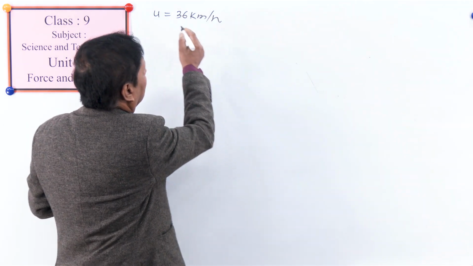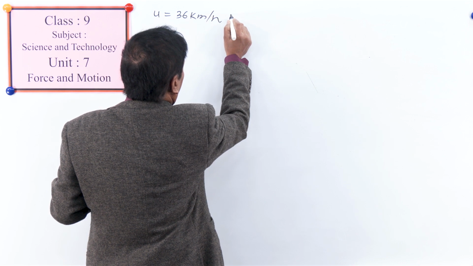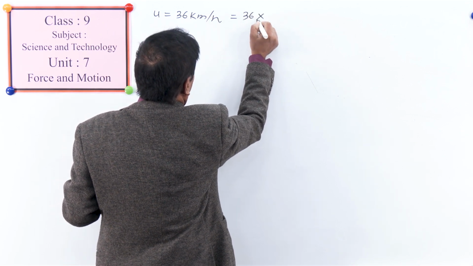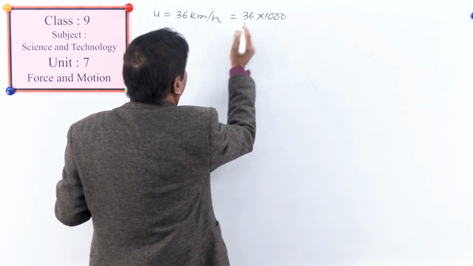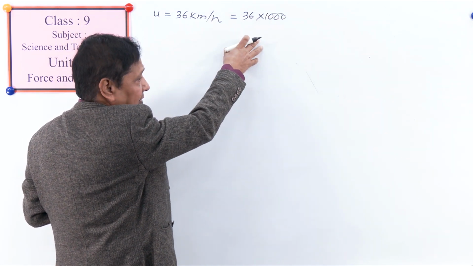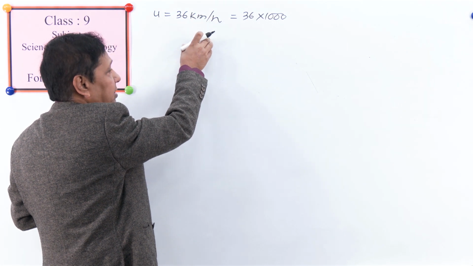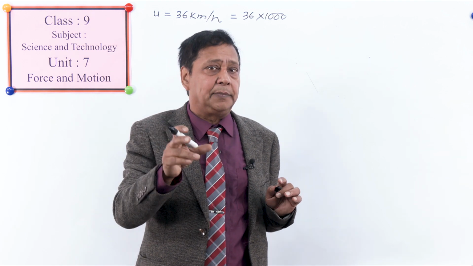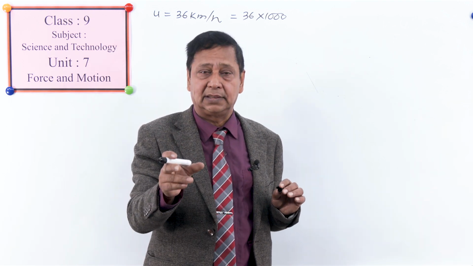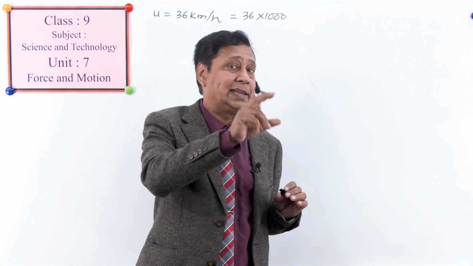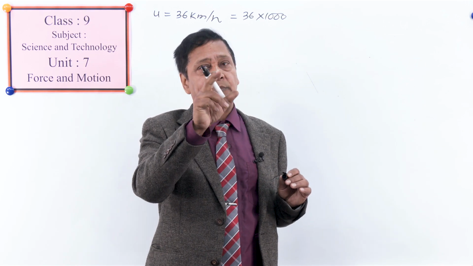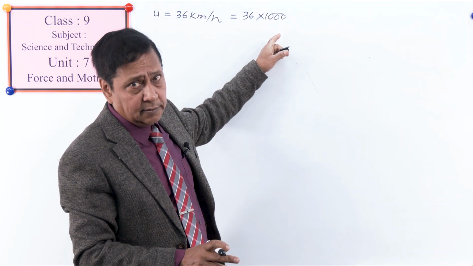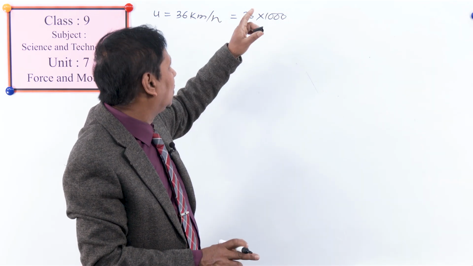So I want to convert this 36 km per hour into meter per second. This is equal to 36 multiplied by 1000, then kilometer converts to meter. Because kilometer is a bigger quantity, a bigger quantity can be converted to a small quantity by multiplying it with the relation. There is a relation of 1000 between kilometer and meter. 1 kilometer equal to 1000 meter. That's why to convert kilometer into meter, I am multiplying it with 1000.